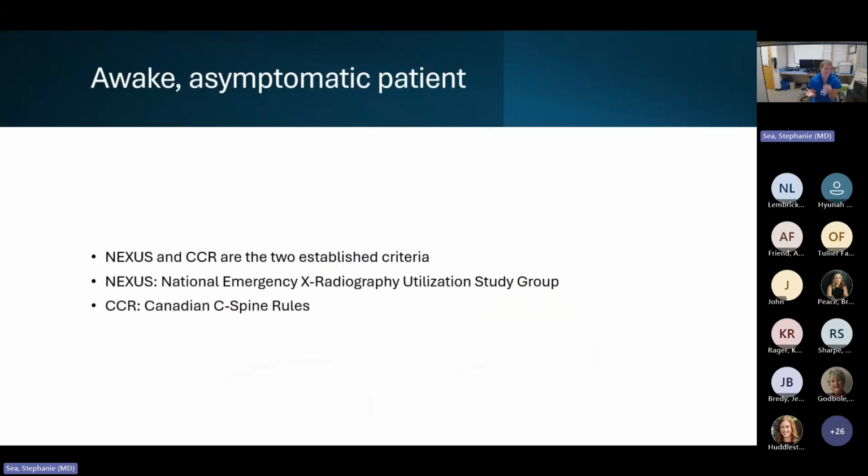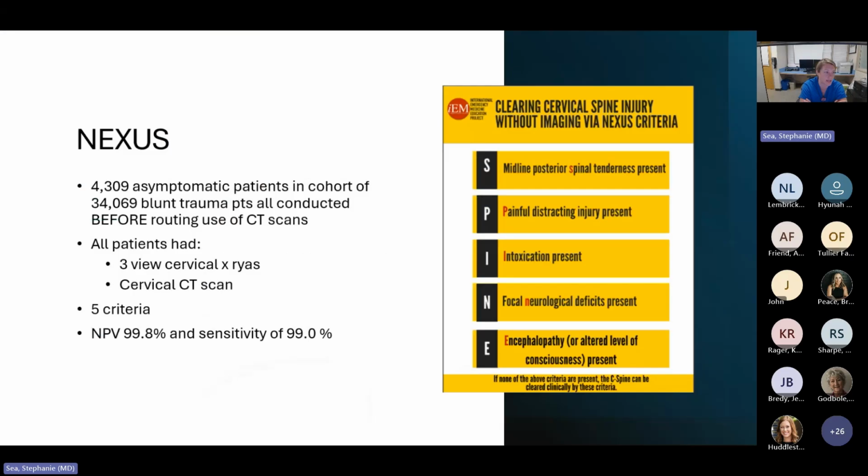So, how do we clear collars? We come in, we have these extrication collars. We don't want them any longer. So a lot of NEXUS and CCR, Canadian C-spine rules. That's what you hear. Those are kind of the buzzwords. That's what we all talk about. That's where all of this data has come from. So let's first start talking about NEXUS criteria.